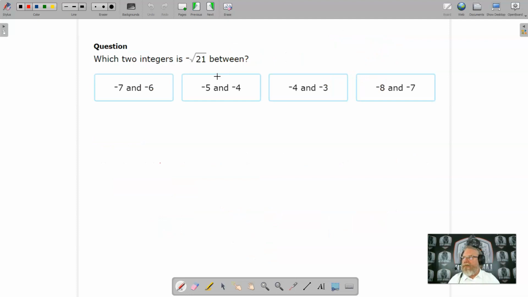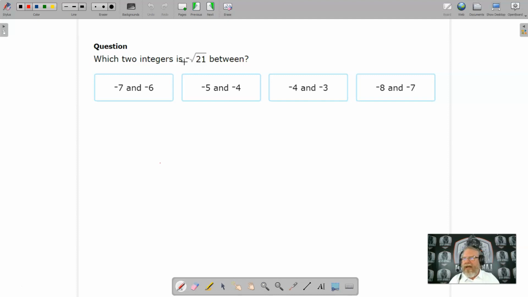So looking at our next problem here, we see: which two integers is the negative or the opposite of the square root of 21 between? Finally, we don't have a perfect square. 21 is not a perfect square, right? It's not on our perfect square list. And they're asking us which two integers this value would be between. So first let's find the value of the answer here.